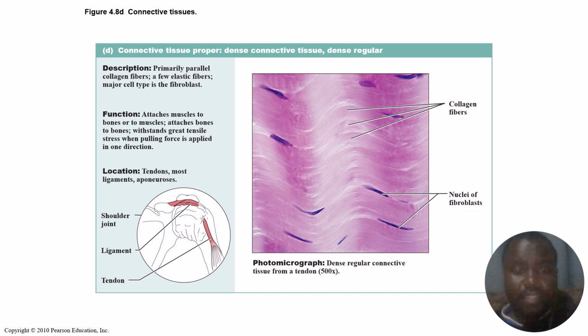Then we have the dense. Dense because it has a lot of fibers that are tightly packed. You can see in this picture, this is dense, and the arrangement of the fibers is that they are parallel to each other, meaning they are regular in arrangement. So this is connective tissue proper, dense, but what? Regular. Where do we find this? We find this in tendons and mostly in ligaments and aponeuroses. So this is able to help withstand the pressure or the tension of forces in one direction, not in all directions.